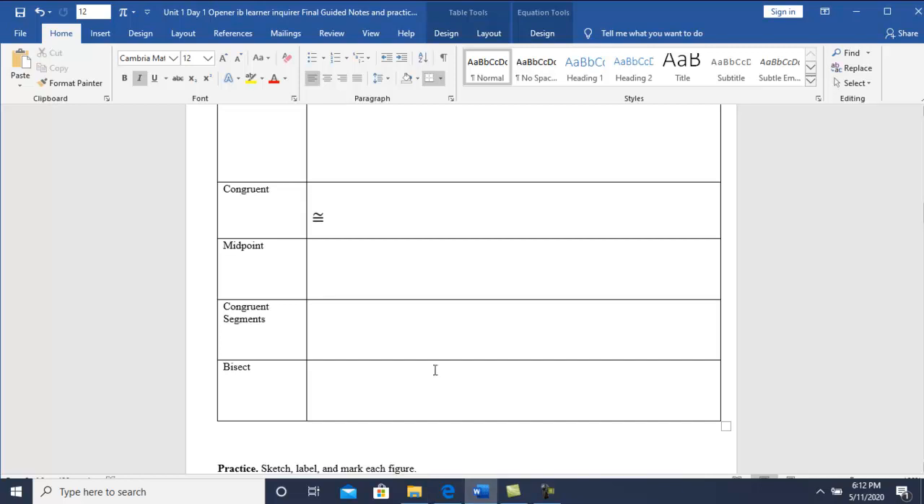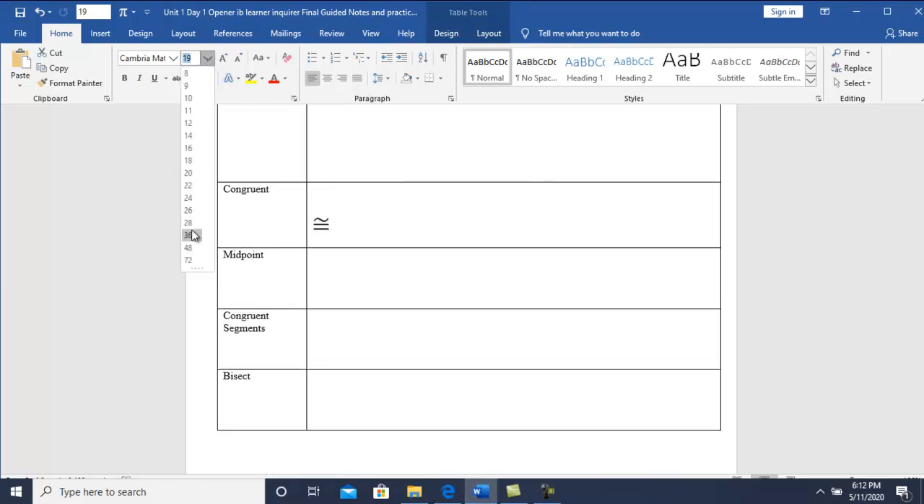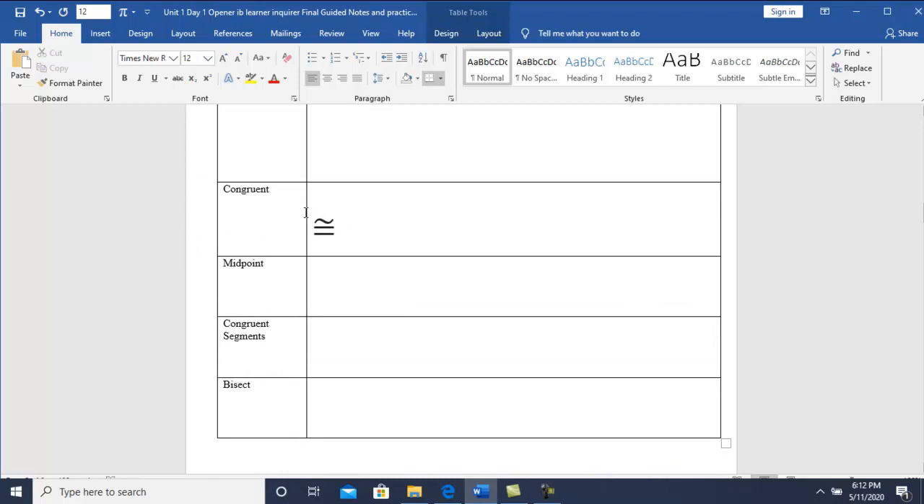I'm going to talk about the term congruent. The symbol that we have here has the equal sign and the tilde symbol above it. That means congruent. So let me give you an example. Let's say I have the two line segments AB and CD. Two shapes that are congruent have the same shape and the same size.